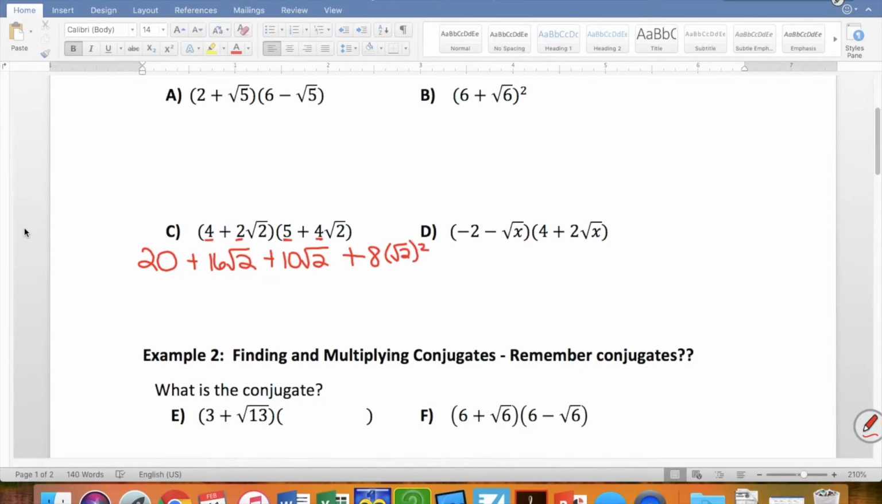Okay? So just keep that in mind for those coefficients there and how they work. So now I'm going to combine like terms. The first thing I'm going to do is simplify, put my terms together here in the middle. 16 plus 10 becomes 26 square root of 2. But over here, the square root of 2 squared becomes 2. So I end up right here with 8 times 2, which is 16. The 8 just comes down, and then my square root of 2 squared becomes just that 2. So now 20 plus 16 is 36 plus 26 square root of 2.